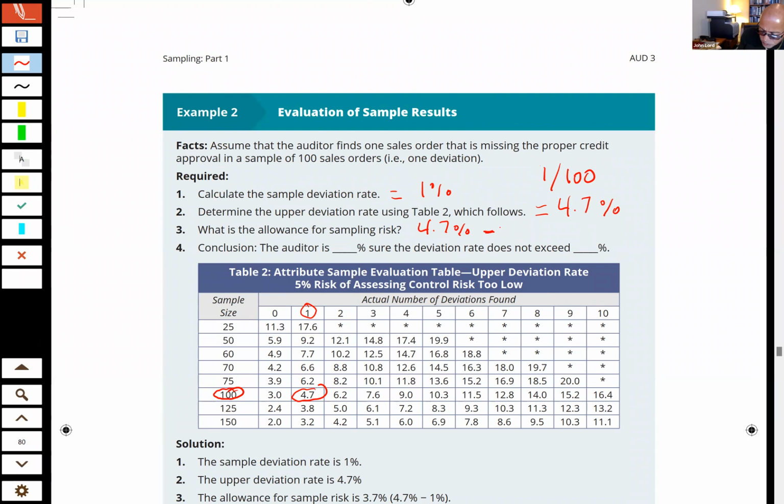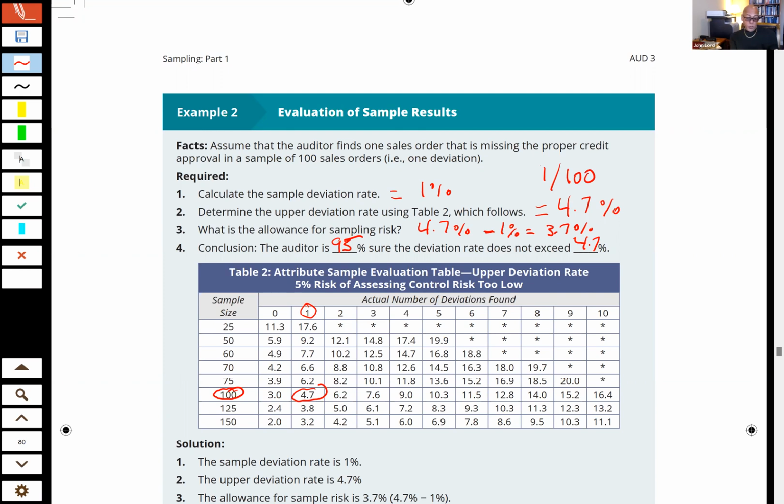And so if you take 4.7% minus 1%, you have given yourself a cushion. You have given yourself an allowance for sampling risk of what? 3.7%. So the auditor is what percent sure that the true deviation rate does not exceed what percent? How sure are you? 96.3% sure that the risk is not above. Where are you getting 96.3? 100 minus 3.7? Yes. Okay, no, I'm at what level? I'm 95% confident that the true deviation rate does not exceed what? 4.7%. I've given myself a cushion of 3.7, but my confidence level is 95%.